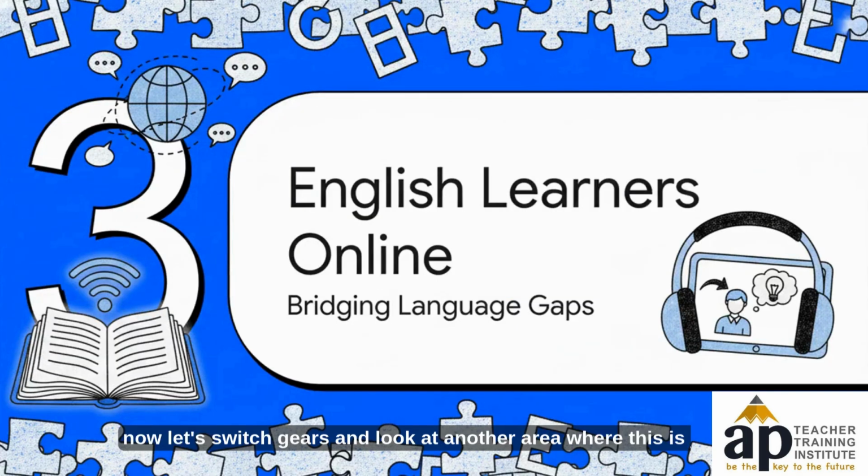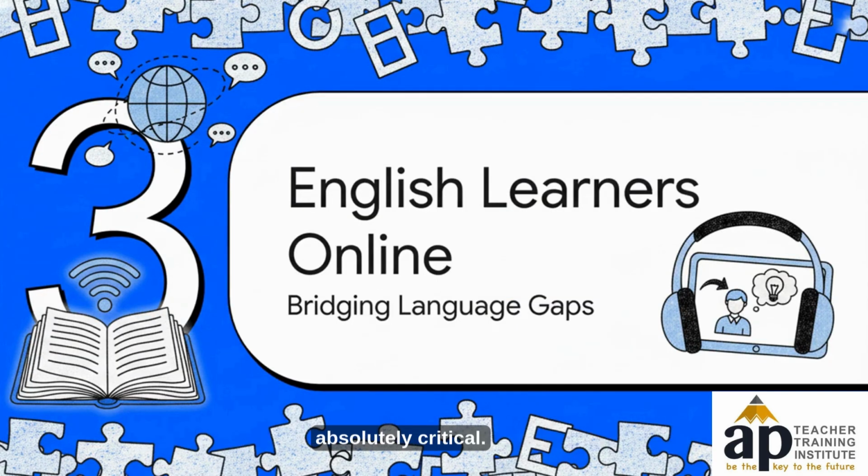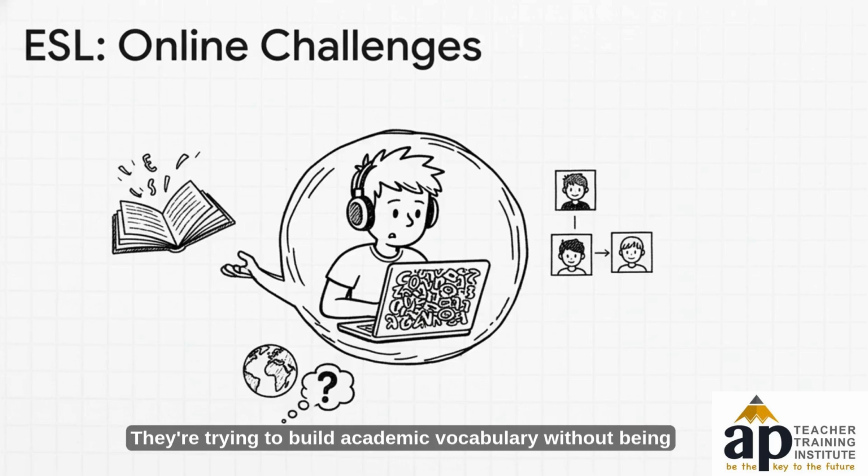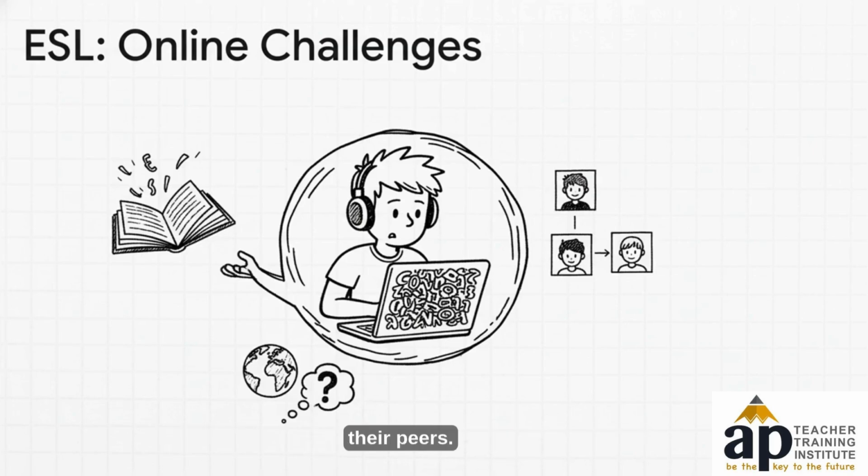Okay, now let's switch gears and look at another area where this is just absolutely critical: supporting our English learners online. The challenges here are different, but the need for a specialized approach is just as intense. For an English learner, being online can feel like being on an island. They're trying to build academic vocabulary without being immersed in the language. They need materials that actually reflect their culture, and they desperately need chances to just talk with their peers.